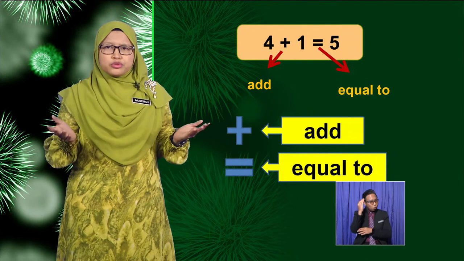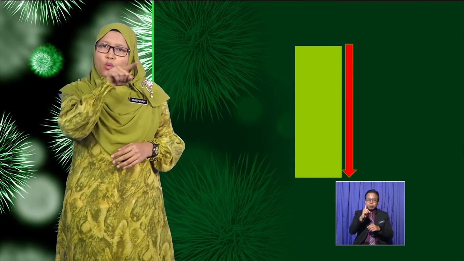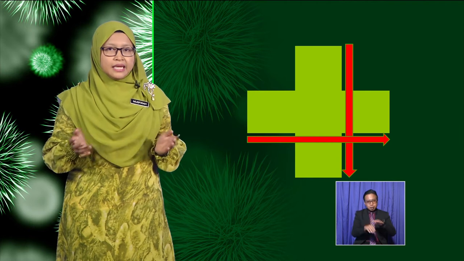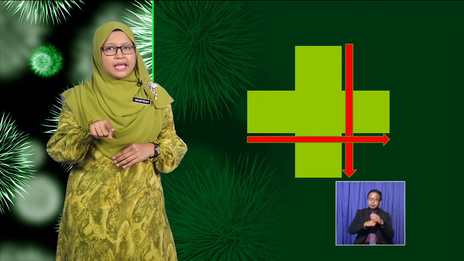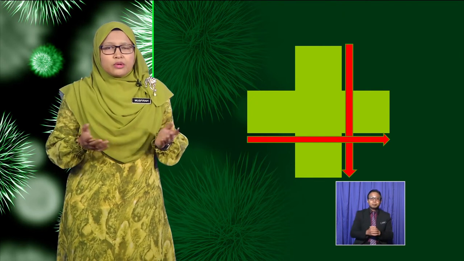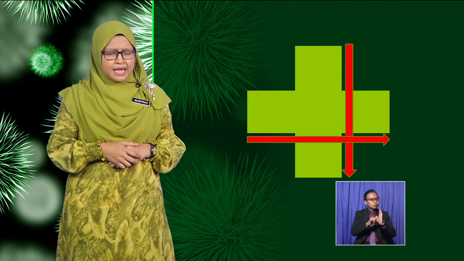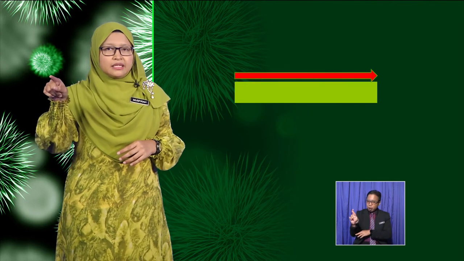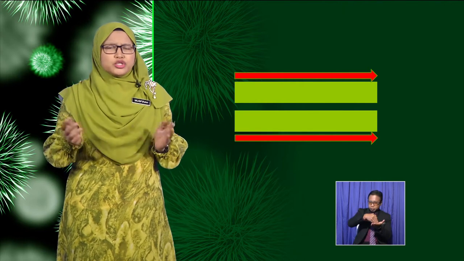Do you know how to write the symbol of addition? Good. Can we draw it together? You can follow me. One line down, one line to the right. Again, one line down and one line to the right. Well done. How about this symbol? Yes, this is the symbol of equal to. Can we draw it together? One line to the right and again one more line to the right. Good job.